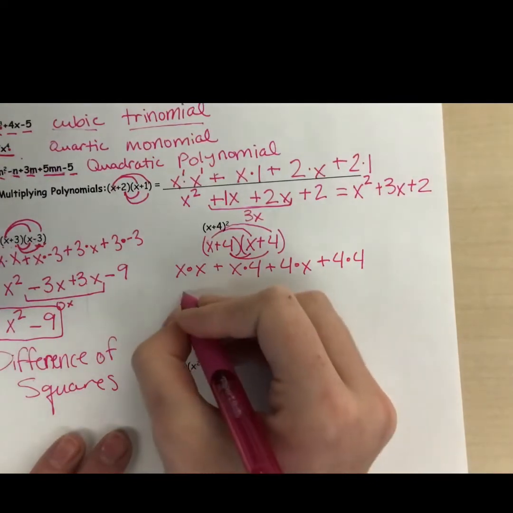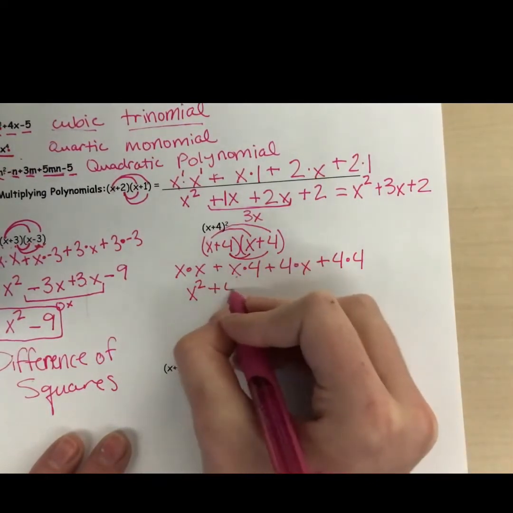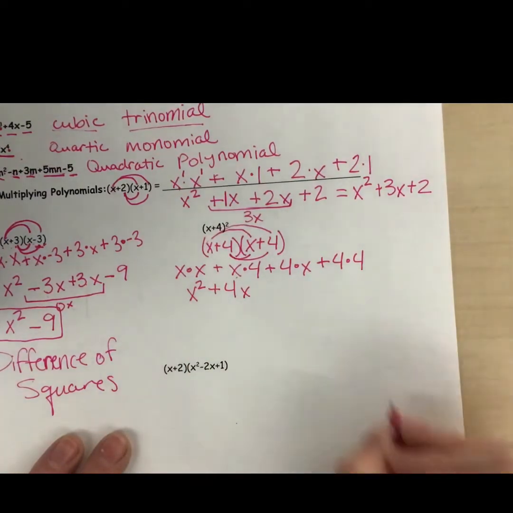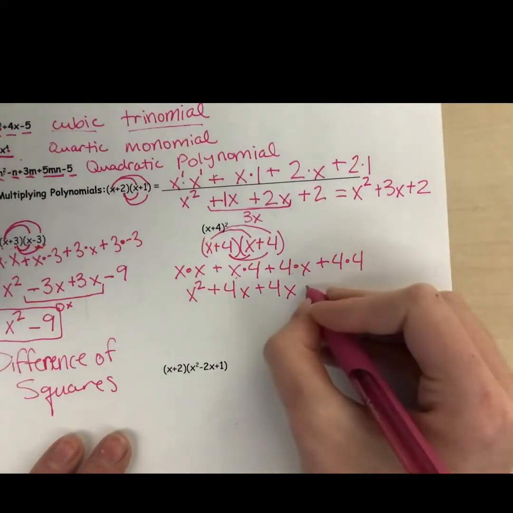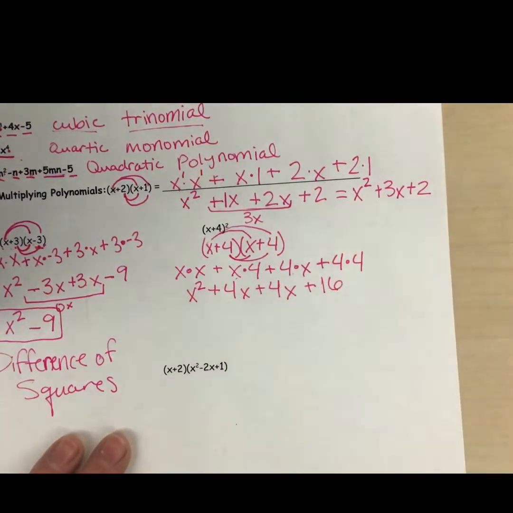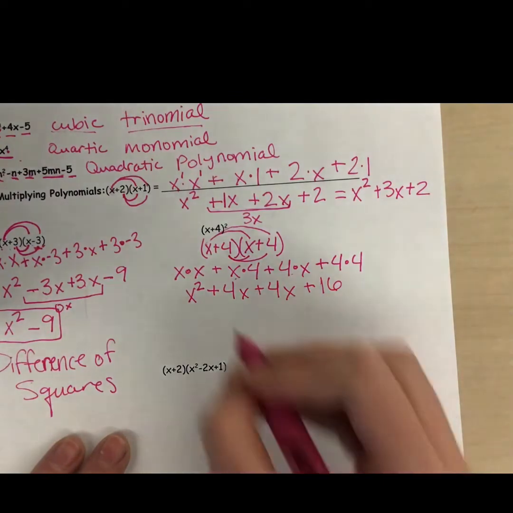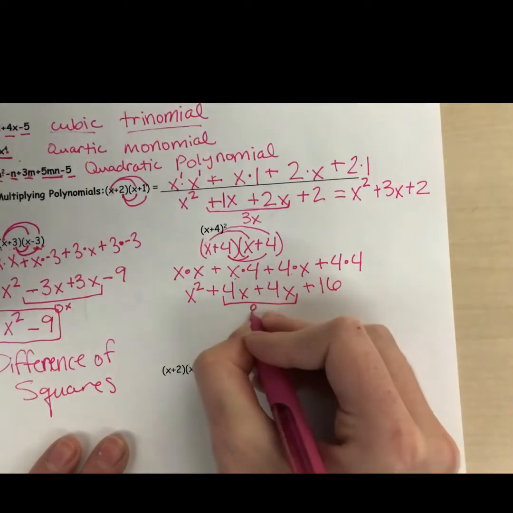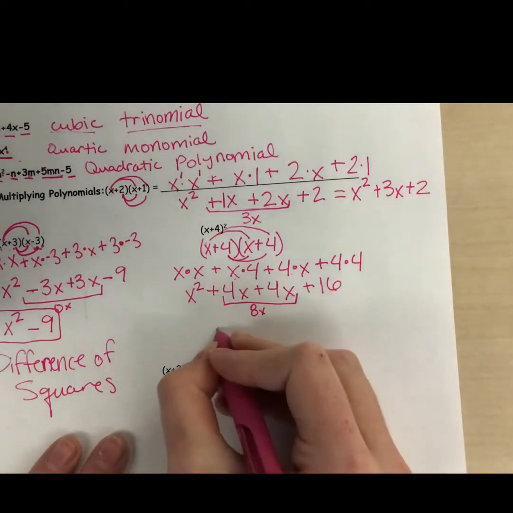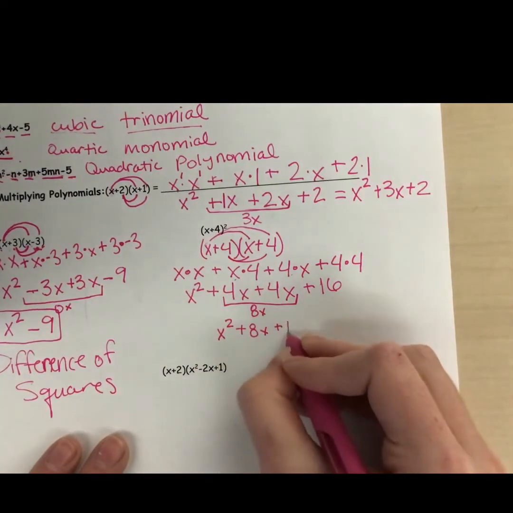Well, x times x will give me x squared. X times 4 is 4x. 4 times x is also 4x. And 4 times 4 is 16. All right, I need to combine my like terms, so 4x plus 4x would give me 8x. So I'll have x squared plus 8x plus 16.